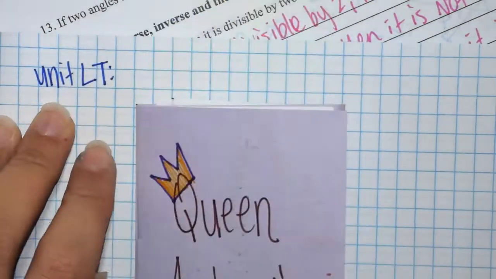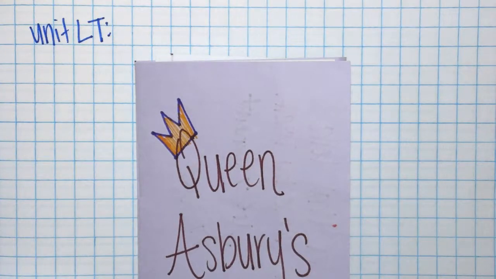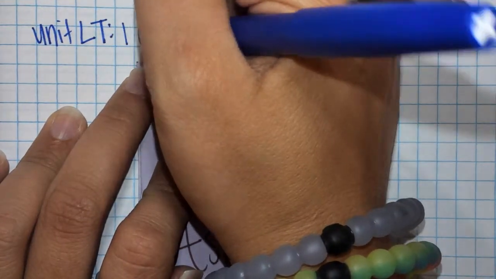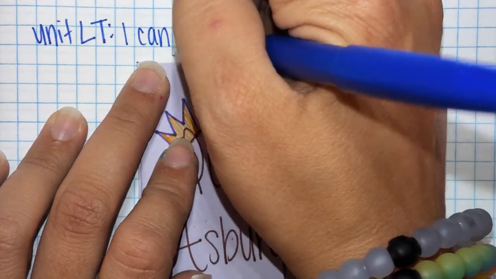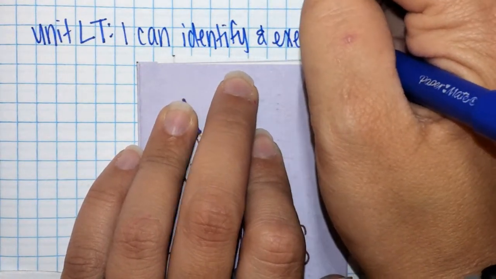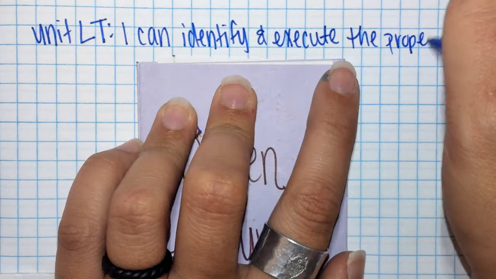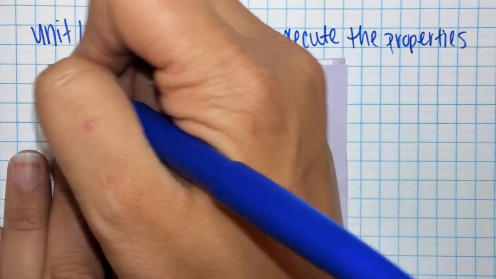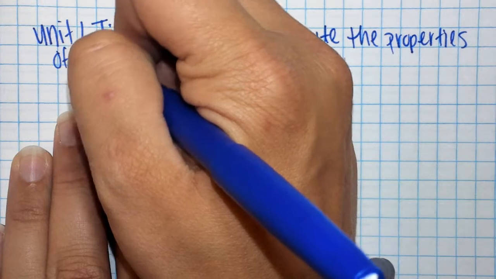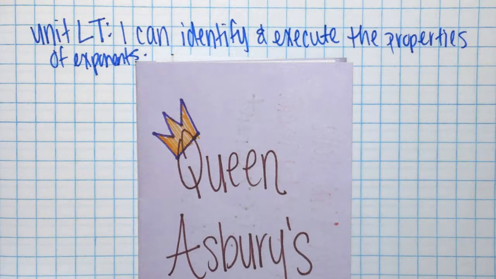So our unit learning target, which is what I want you to be able to do by the end of Unit 2, says, I can identify and execute the properties of exponents. So identify means I want you to be able to tell me what to use when, and then execute means I want you to be able to use them. Does everybody understand?